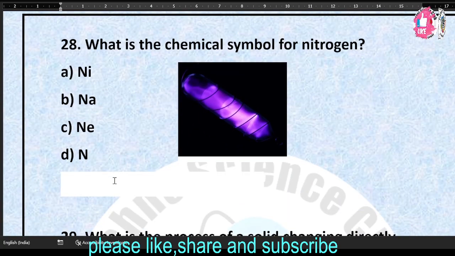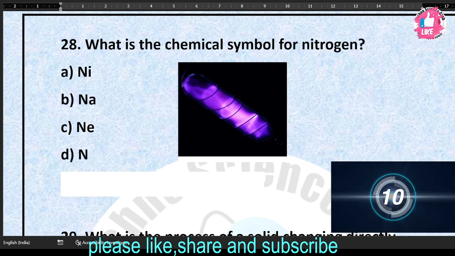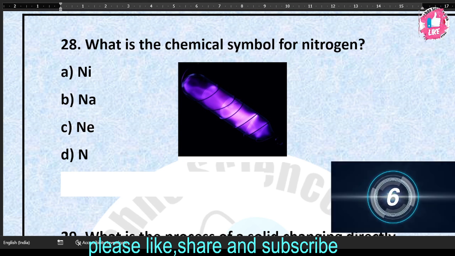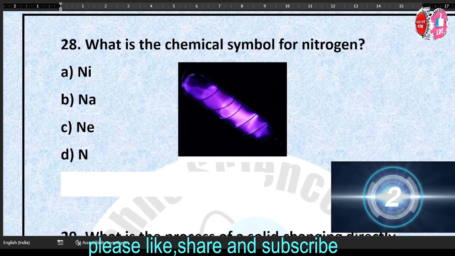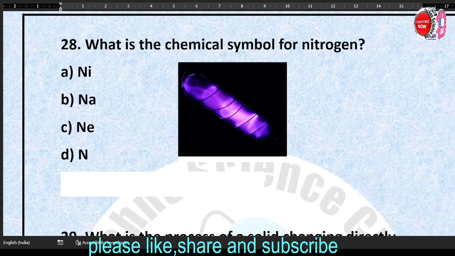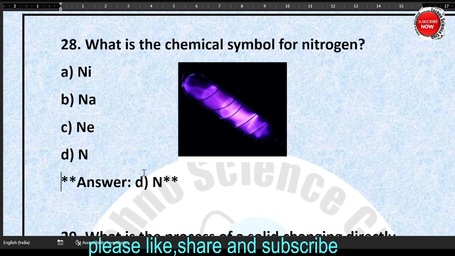28. What is the chemical symbol of nitrogen? Very good. The chemical symbol of nitrogen is N.